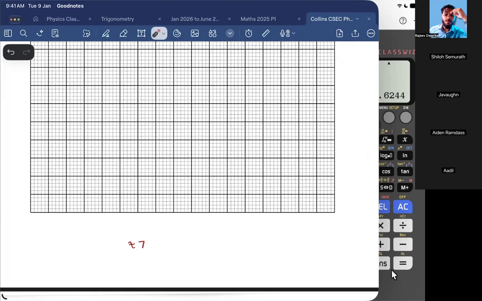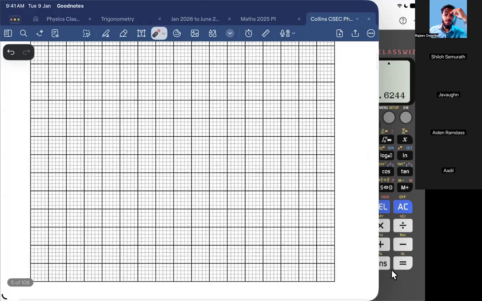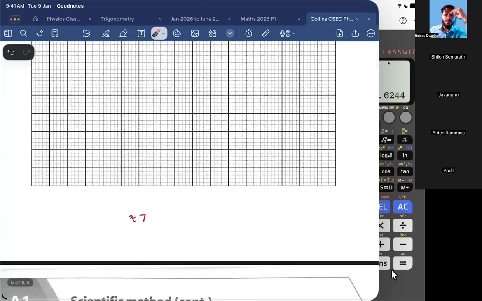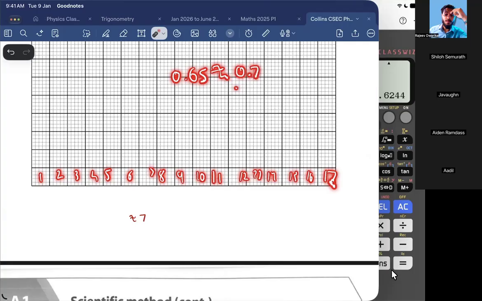You with me? So here was another 0.65. That's approximately 0.7, right? But I could treat that as if it was 7. Now, how many blocks do we have here? 1, 2, 3, 4, 5, 6, 7, 8, 9, 10, 11, 12. We have 17 blocks, right, Adil? Yes, sir. We had to go up to 0.65, which is approximately 0.7, and we could essentially call that 7.